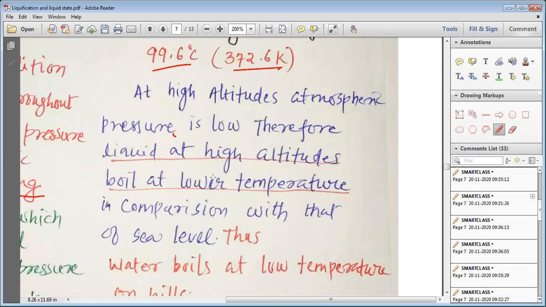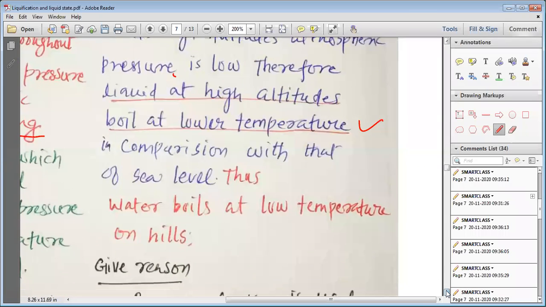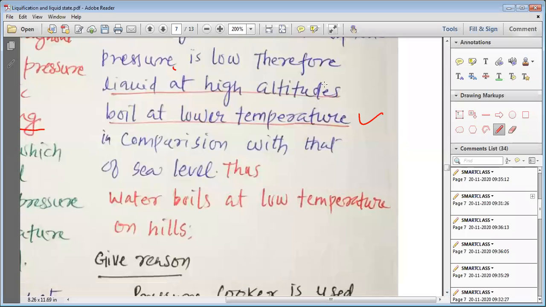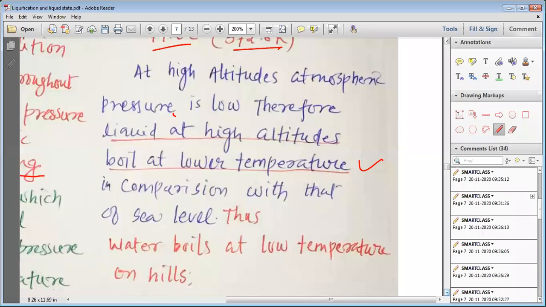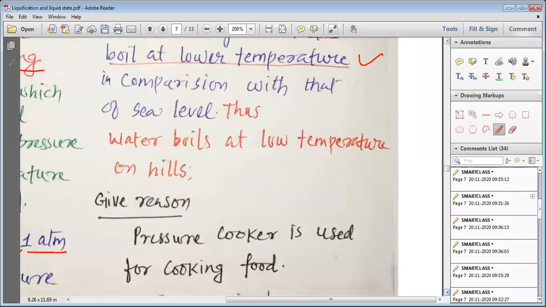Therefore, liquids at high altitudes boil at lower temperature. You may be asked this question as a give reason: why do liquids at high altitudes boil at lower temperature? At high altitudes, the atmospheric pressure is lower than 1 atmosphere. So liquids can easily boil at lower temperature, and their vapor pressure can reach the outside pressure or atmospheric pressure easily even at lower temperature, and that is why these liquids can boil at lower temperature as compared to the sea level. Thus water boils at lower temperature on hills.